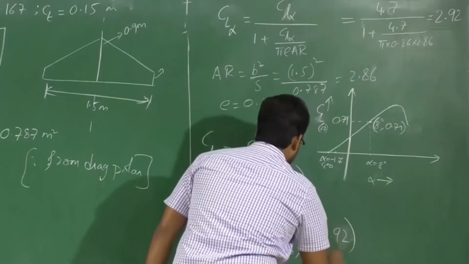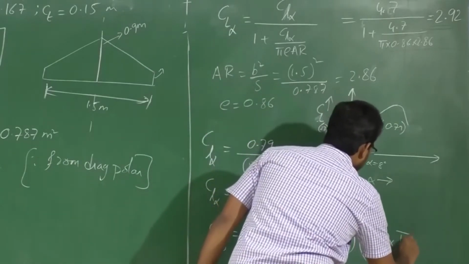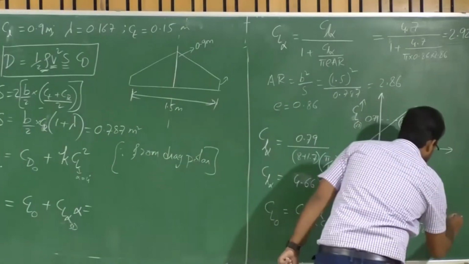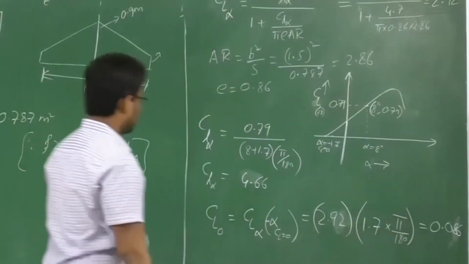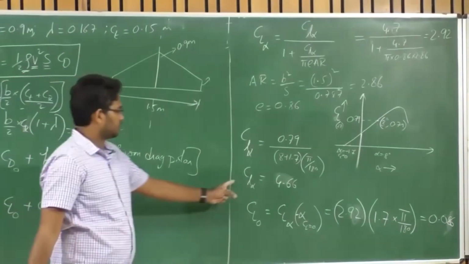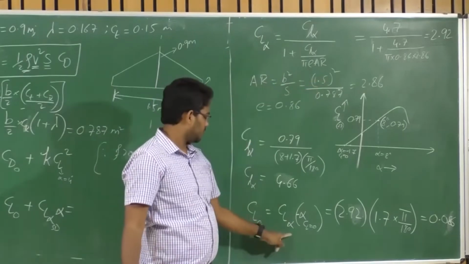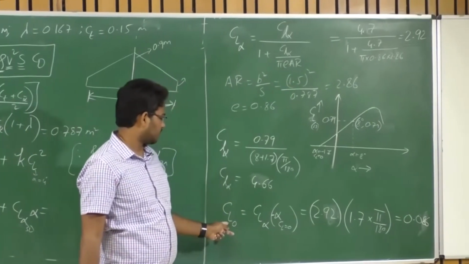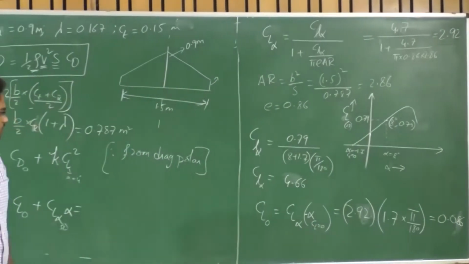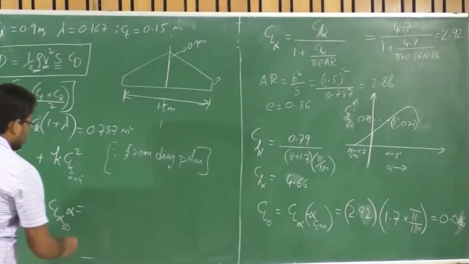2.92 multiplied by 1.7 multiplied by pi by 180. So this is 0.086. CL naught is 0.086. I have CL alpha 2D, which I have used to find out CL alpha 3D. Using CL alpha 3D, I now figured out what is the corresponding CL naught, right? As I know, alpha at which CL is 0. It was given, isn't it? So I know what is CL naught here.